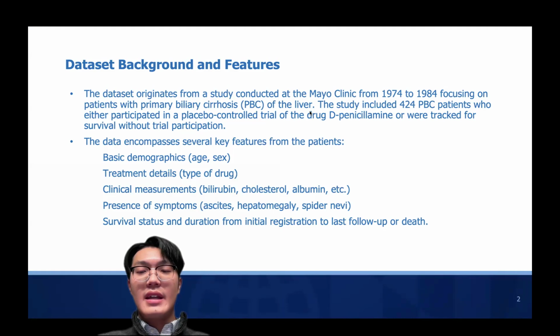Our dataset is focused on the patients with primary biliary cirrhosis of the liver. We collected 424 patients who either participated in the placebo-controlled trial or survival without trial participation. Here are several key features of the dataset. I classified them into several categories, which are the basic demographics, treatment details, clinic measurements, and presence of symptoms, and also the survival status.